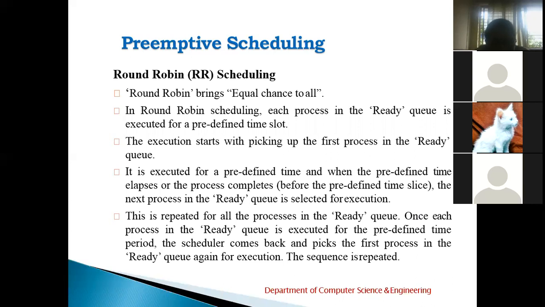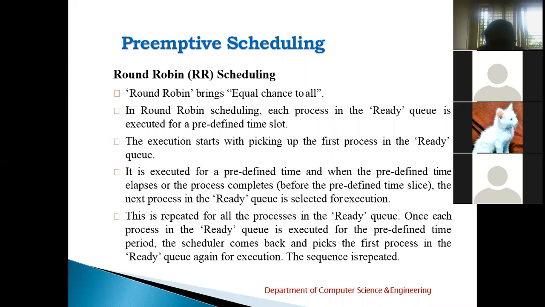So each process in the ready queue is here. Note this: whoever enters first will be there, whether the time is more or less, it does not matter. Whoever comes first will be in the first line. That is first come, first serve, right? So they will be put in a circular way, and it will pick up the first one in the ready queue. Only thing is, each one will be given a chance.